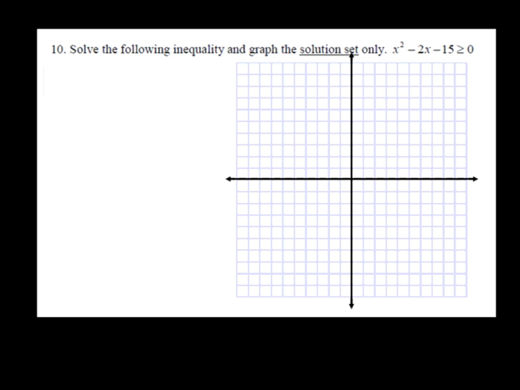For number 10, solve the inequality and graph the solution set. Here, we would go through and first find my vertex. My vertex is the opposite of b over 2a.